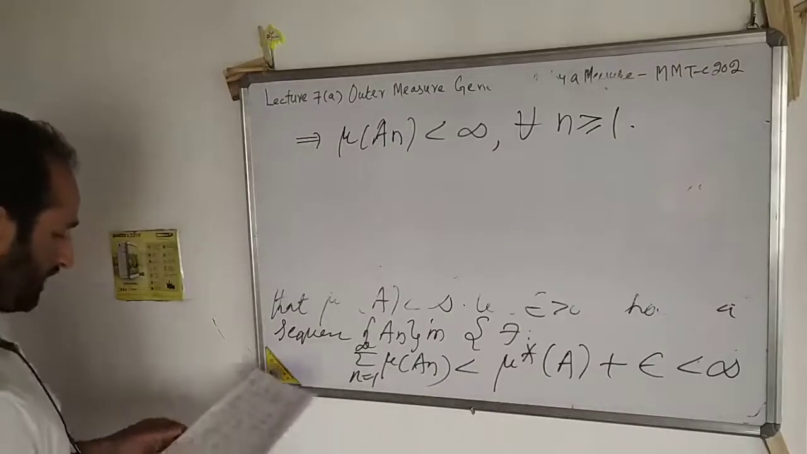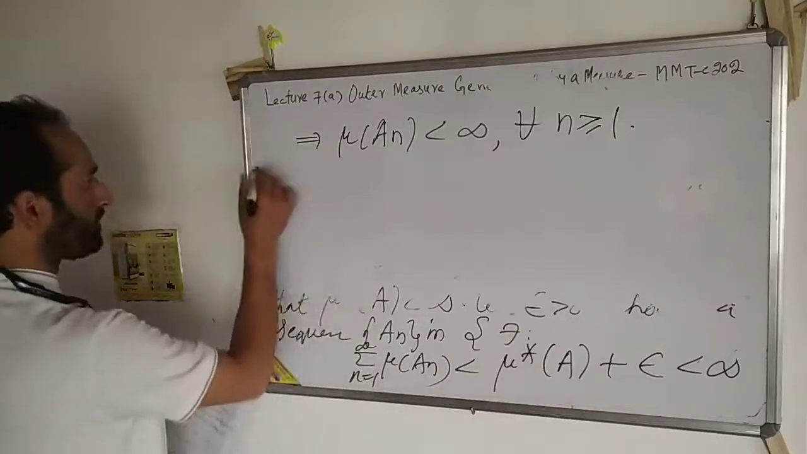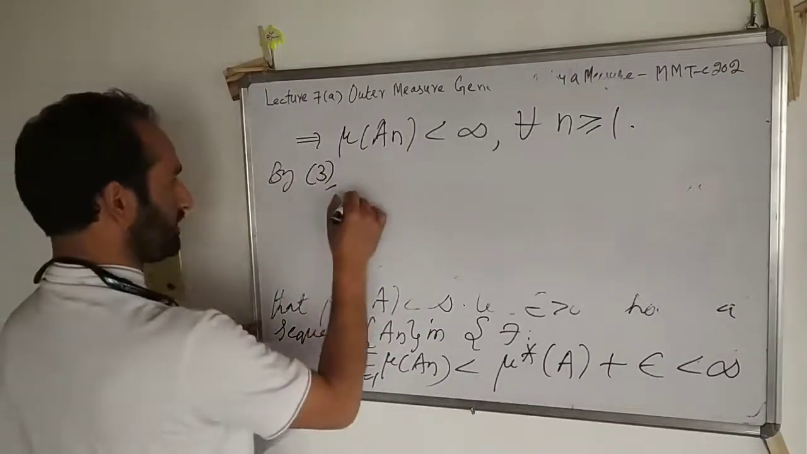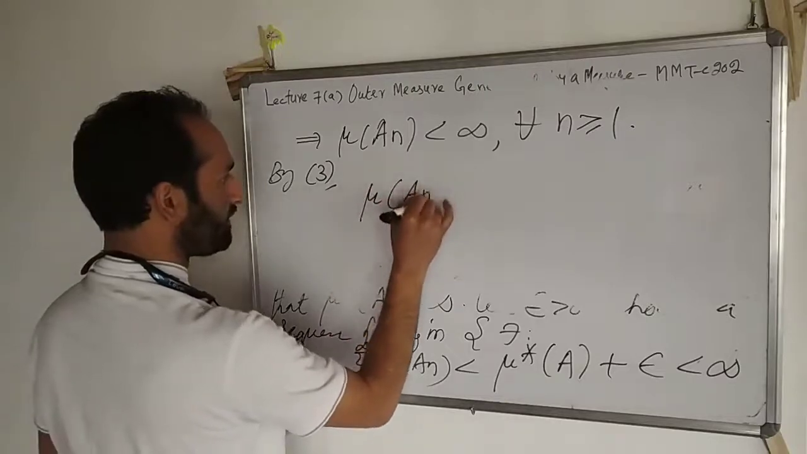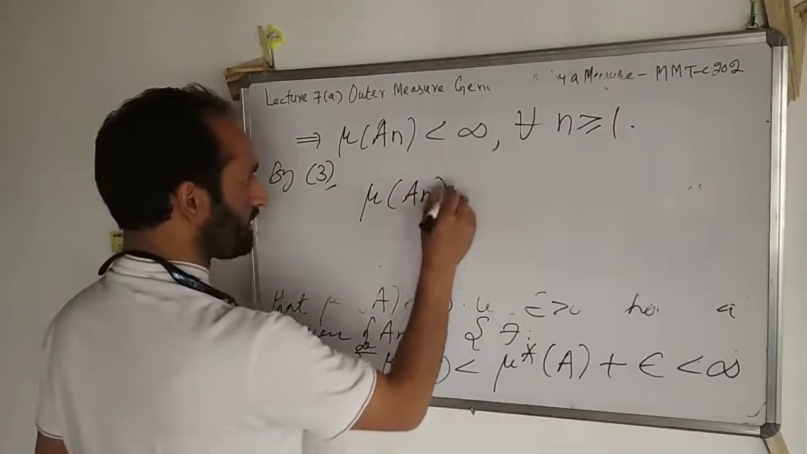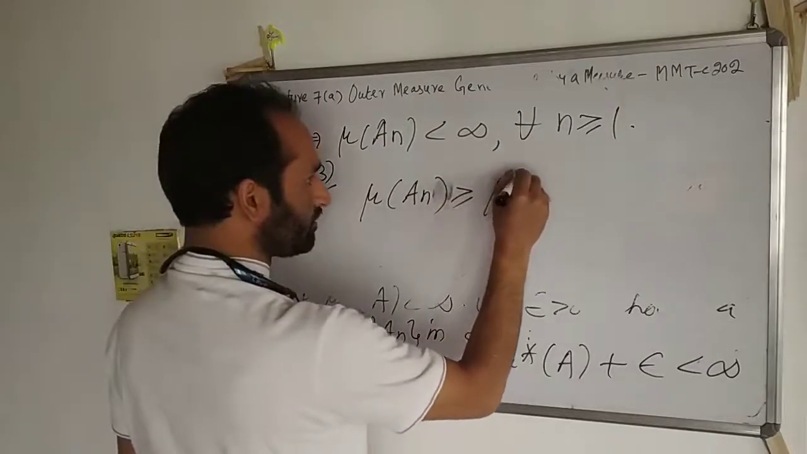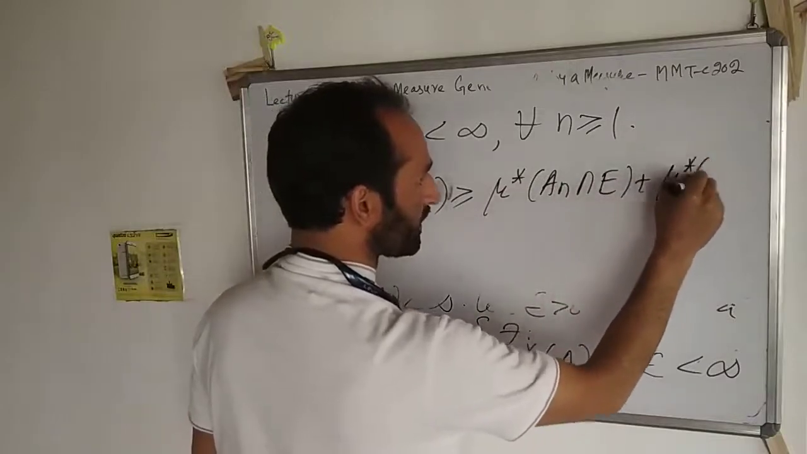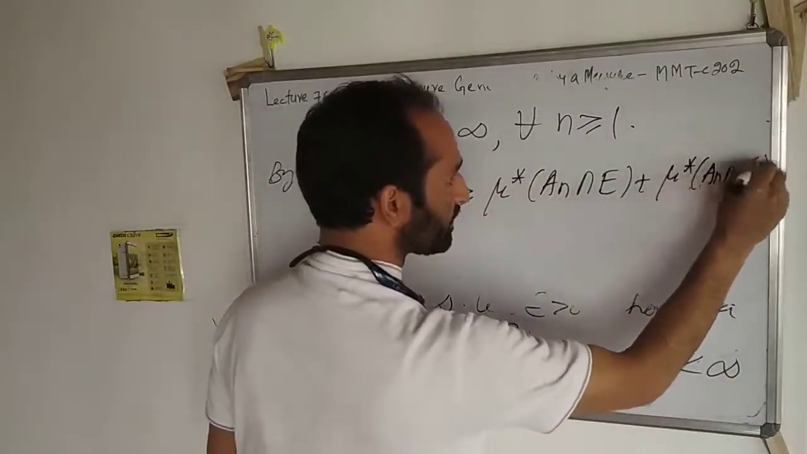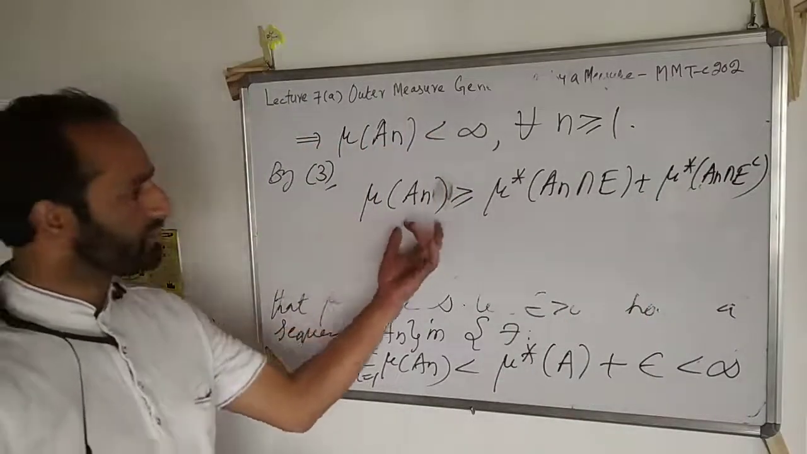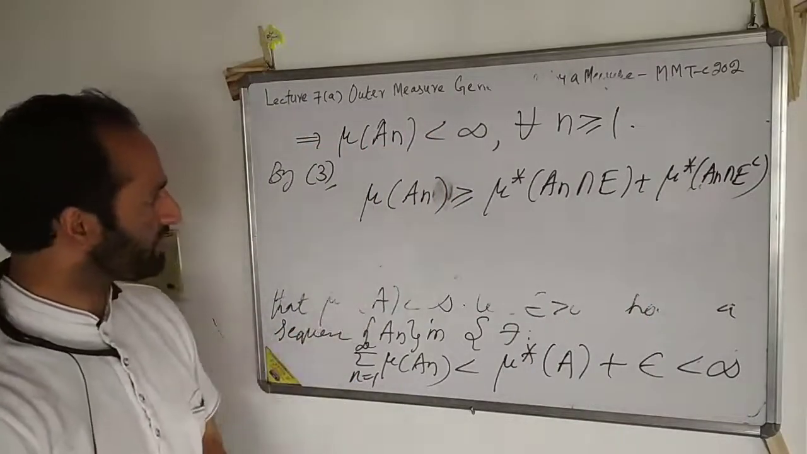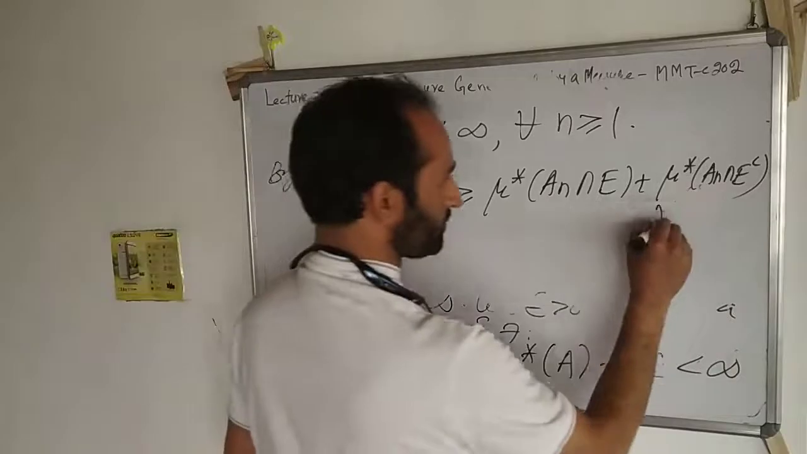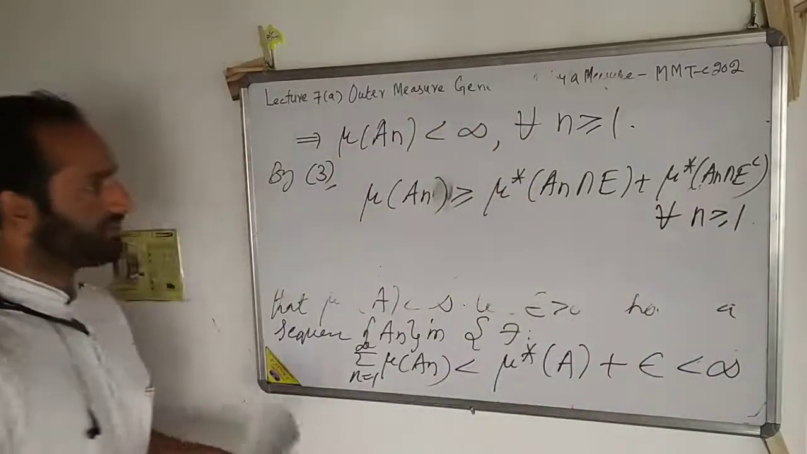Now it's given that third holds. So by third, mu of An is greater or equal to mu star of An intersection E plus mu star of An intersection E complement. This inequality holds for the members of the semi-ring S having finite measure. And here An is a member of S and its measure is finite. This is true for all n greater or equal to 1.